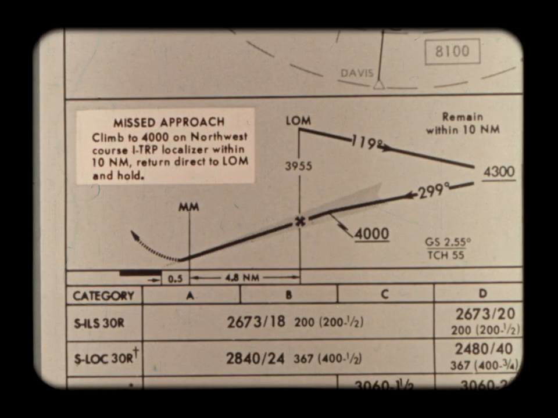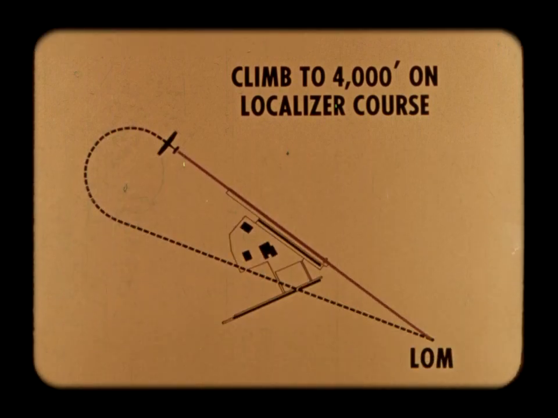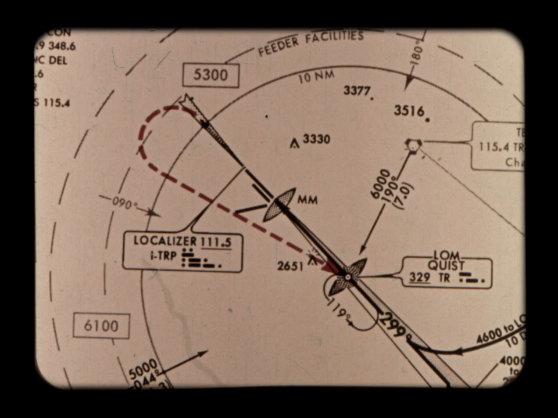The missed approach instructions for this approach state, climb to 4,000 feet on a northwest course of the ITRP localizer within 10 nautical miles. Then return direct to the LOM and hold. The first step in this missed approach procedure, then, is to establish a climb to 4,000 feet on the localizer course. After reaching 4,000 feet, unless otherwise directed by ATC, initiate a turn to return to Quest and enter the holding pattern.